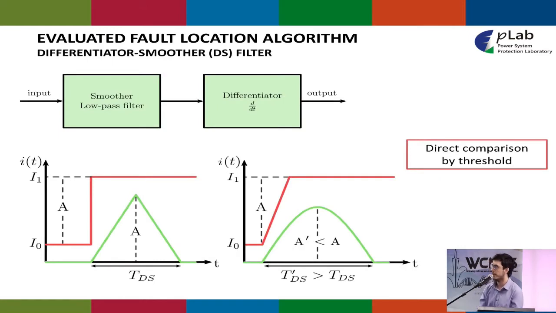After you do that, you need to estimate the arrival time of the traveling waves on the monitoring terminals. And we achieve that by a simple direct comparison using a threshold. This threshold is based on comparing the amplitudes of the current signals of two consecutive peaks.